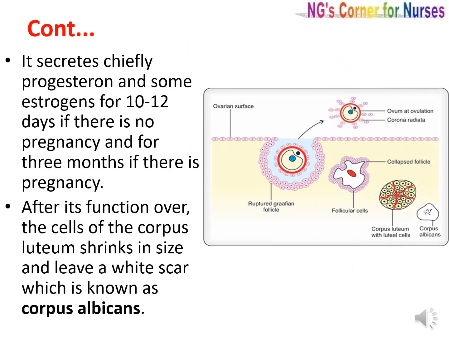Corpus luteum secretes chiefly progesterone and some estrogens for 10 to 12 days if there is no pregnancy, and for 3 months if there is pregnancy. So after its function is over, the cells of the corpus luteum shrink in size and leave a white scar which is known as corpus albicans. You can see in the picture the corpus luteum and corpus albicans.